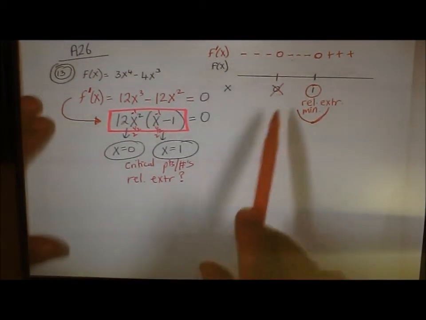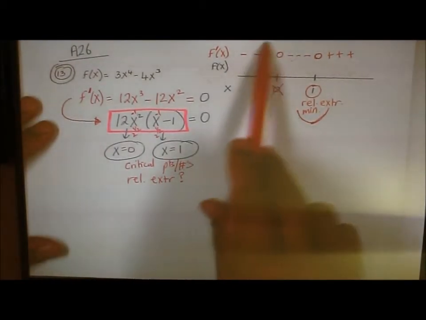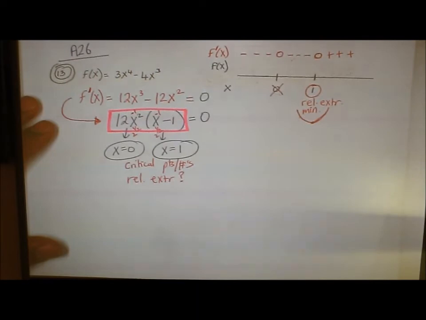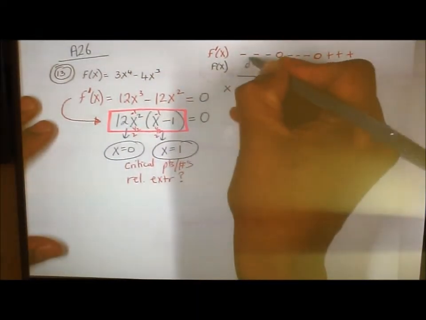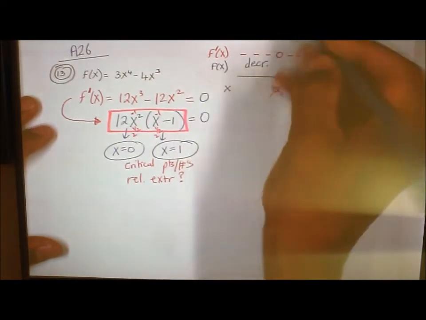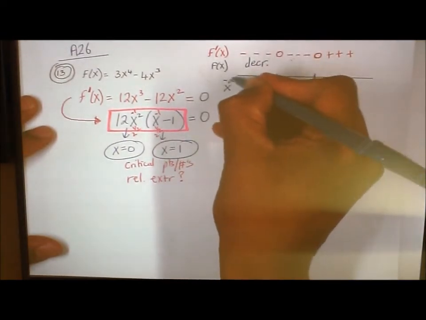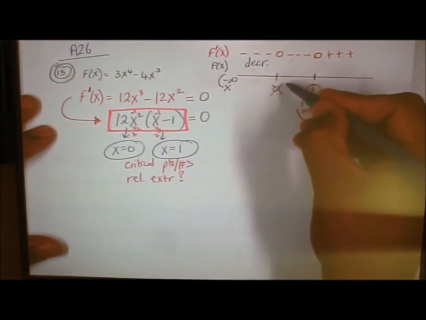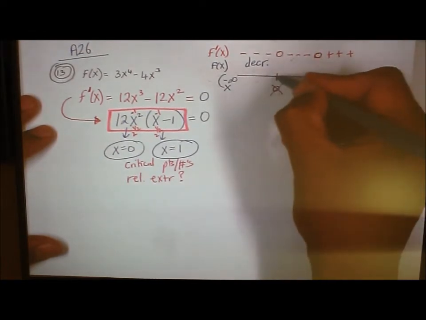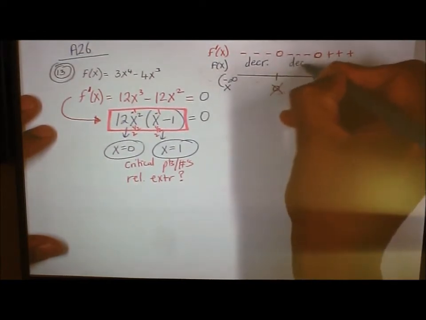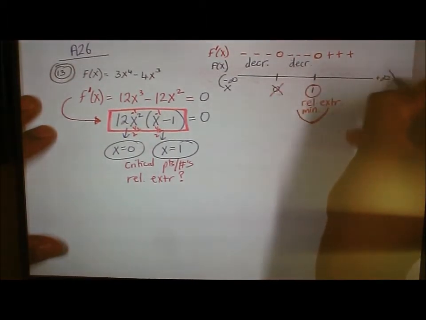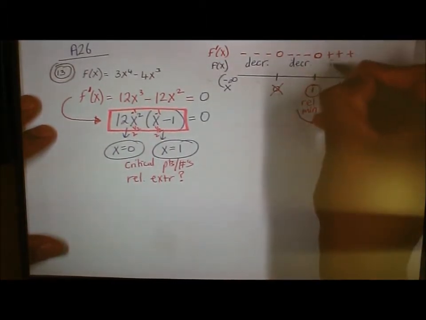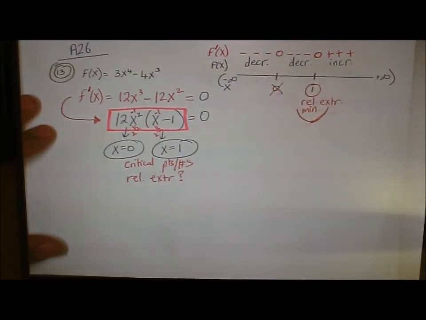Okay, so the question is, what's going on here at x equals 0 then, if there's no sign change? Well, the signs tell you the behavior of your function. For example, you know that your function starts off decreasing, starting at -infinity, till it gets to 0. And then, between 0 and 1, it continues to decrease, and after 1, up to positive infinity, it increases. That's what the signs tell you about f.